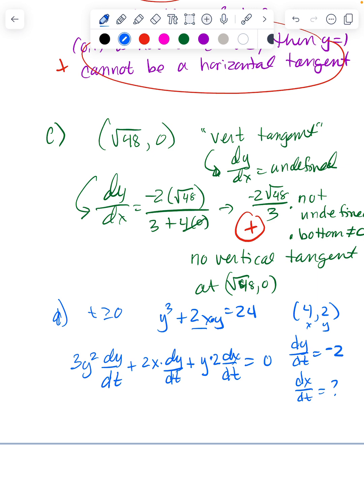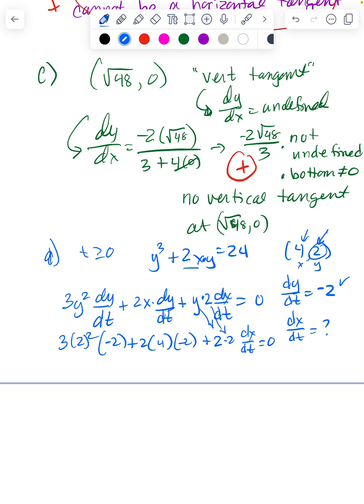So now what I'm going to do is plug in what they told me. They told me my y value is 2 right here. They told me dy/dt was -2 right here. Now they told me x was 4. And again, dy/dt is -2. Here I have y, which is, that's a mistake, y is 2, sorry, y is 2. And then I have another 2 from doing my derivative, so that's this guy. And then what I don't know is dx/dt, that's the thing I'm trying to find.